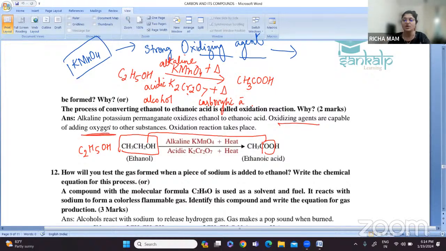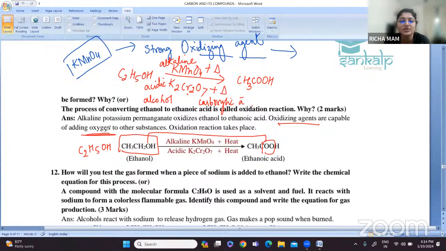As I have mentioned, what is the role of an oxidizing agent? It oxidizes others and itself undergoes reduction. It adds oxygen to other substances, and thus an oxidation reaction takes place. So this is the role of the oxidizing agent.